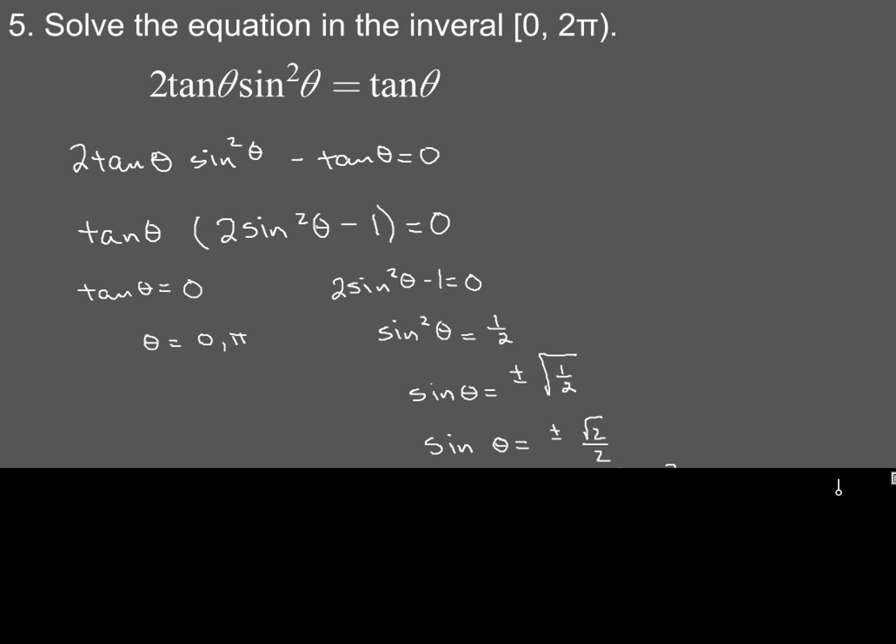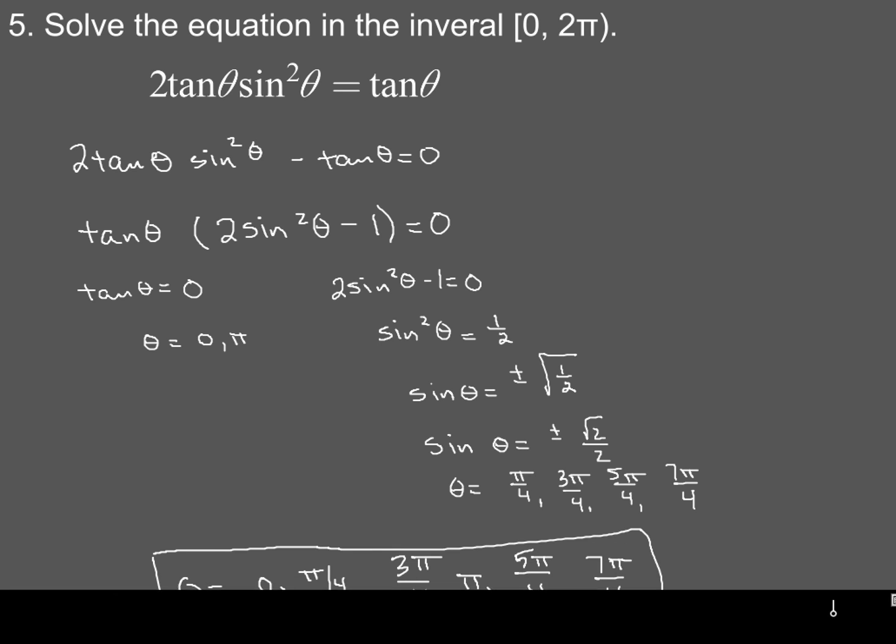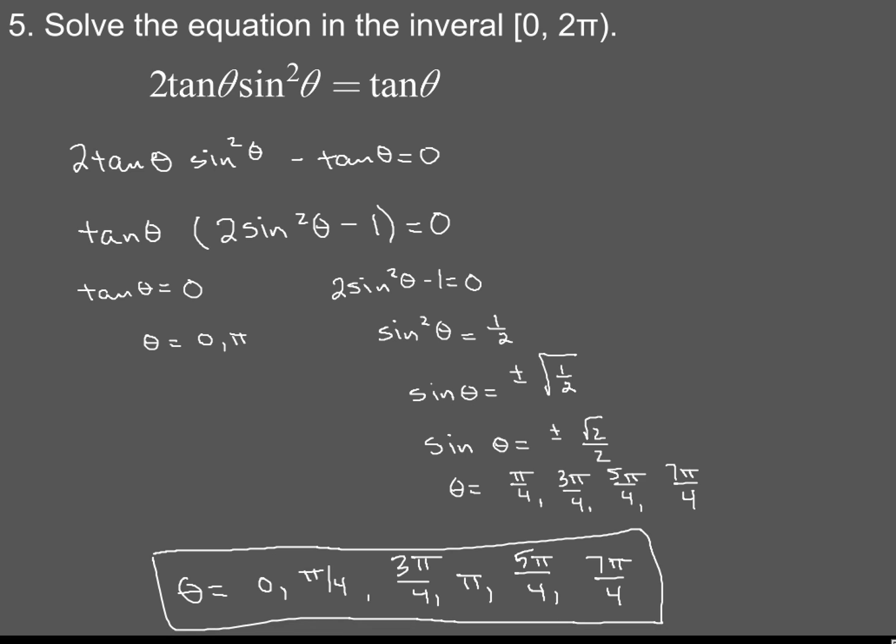Now there's values on the unit circle that correspond to that, and they are all in the pi over 4 family. Now we'll take all of those solutions, of course, and we'll write them in order. So your final solution for this problem is theta equals 0, pi over 4, 3 pi over 4, pi, 5 pi over 4, and 7 pi over 4. See, that wasn't that bad, was it?